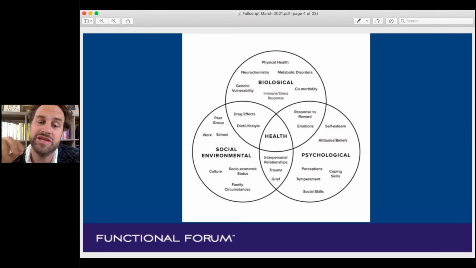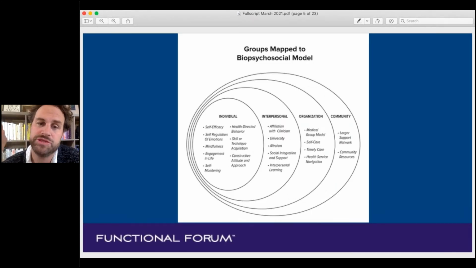And what I want to show in this webinar is that groups, when mapped onto the biopsychosocial model, achieve health for the individual: self-efficacy, self-regulation of emotions, mindfulness, engagement in life, self-monitoring, self-directed behavior, skill or technique acquisition, and constructive attitude and approach. That happens to the individual. Also inside the group, you'll see changes in their interpersonal well-being, and then you see implementation in the organization, a bit larger, and then also in the larger community.